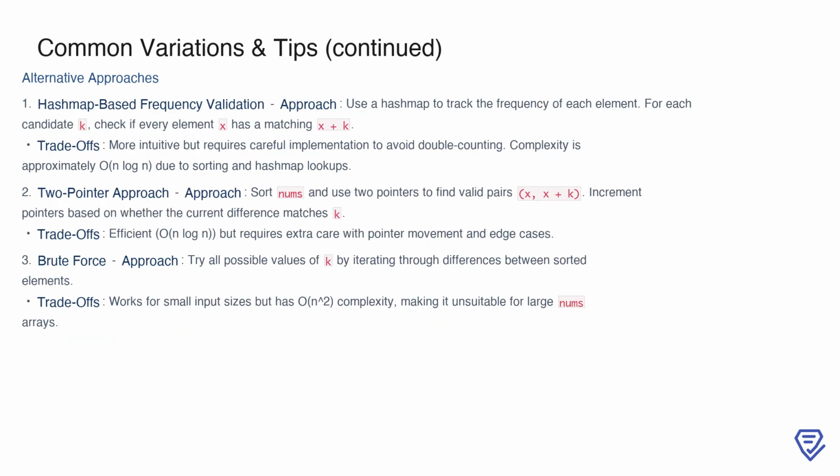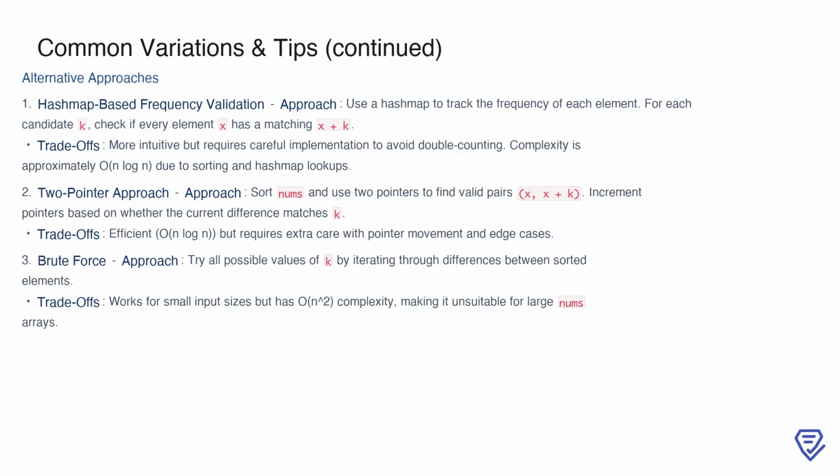There are a few alternative approaches to solving this problem. One option is using a hash map-based frequency validation method. Here, you would track the frequency of each element using a hash map and, for each candidate k, verify that every element x has a corresponding x plus k. While this approach is intuitive, it requires careful implementation to avoid double counting, and its complexity is approximately O(n log n), due to the sorting and hash map lookups.